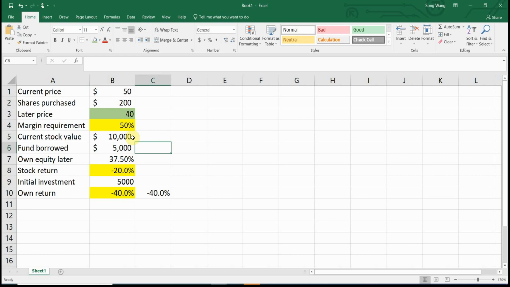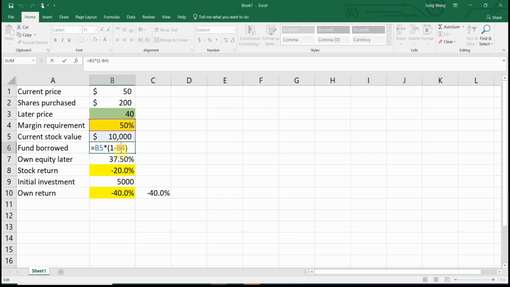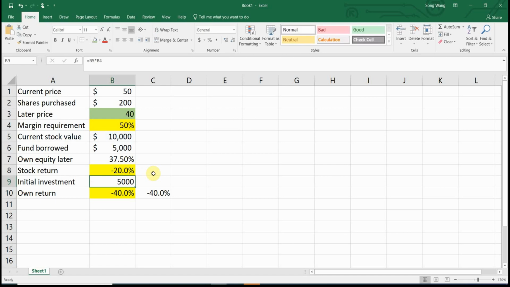All right, but the thing is, the stock price decreases, and you still have to give back the fund you borrowed at the beginning. Then your initial investment is still $5,000. So in that case, your own return is amplified in the same magnitude, but in the opposite direction. So when the stock price drops, your own return is amplified.